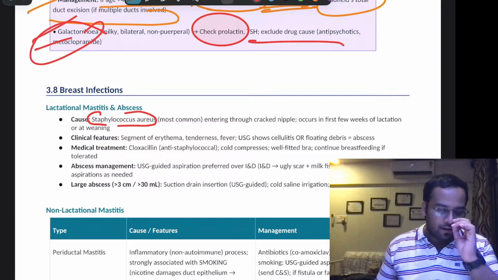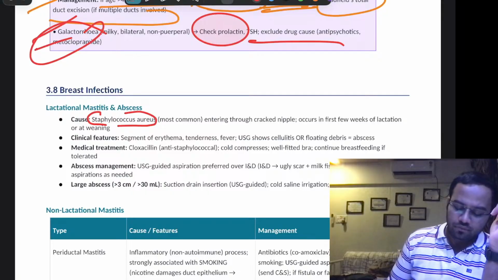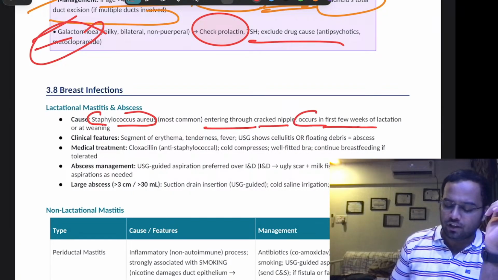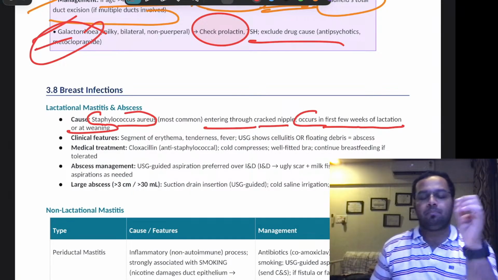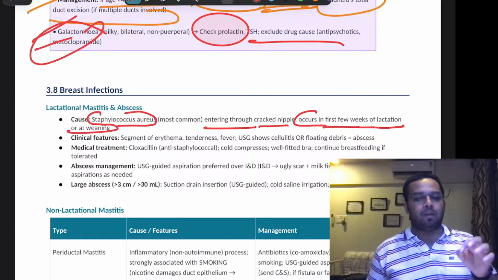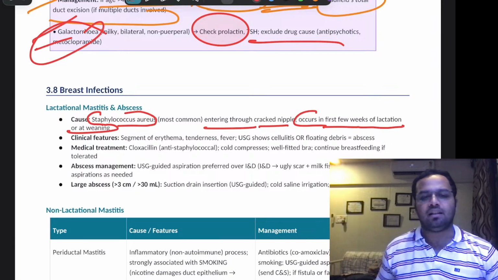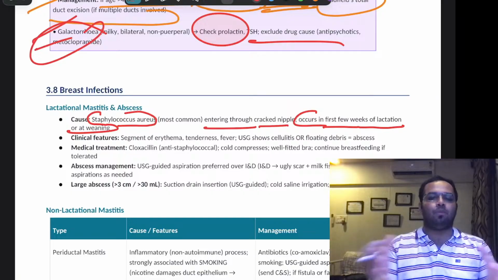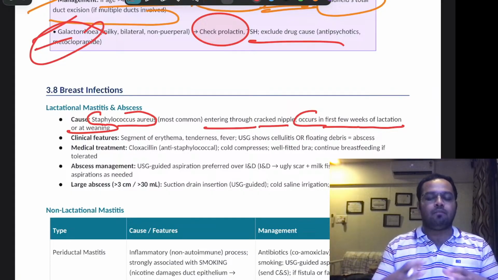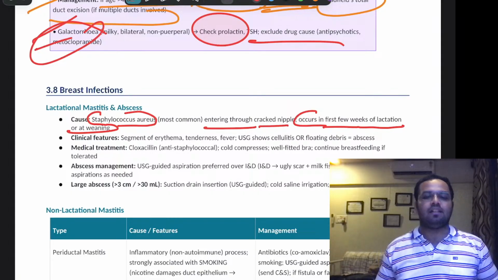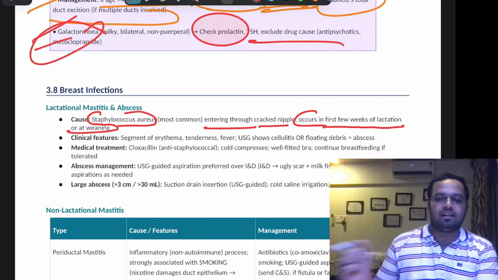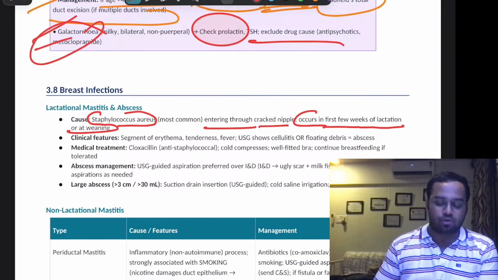We have already seen this when we talked about general surgery. Entry through cracked nipples occurs in the first few weeks after lactation begins, because the baby is going to bite. There might be some problem at the time of weaning, and at the time of initiation the baby and mother's bonding is not that great, so breastfeeding might not initiate properly. That is the reason the cracked or fissured nipple is the place from where Staph aureus is going to enter.